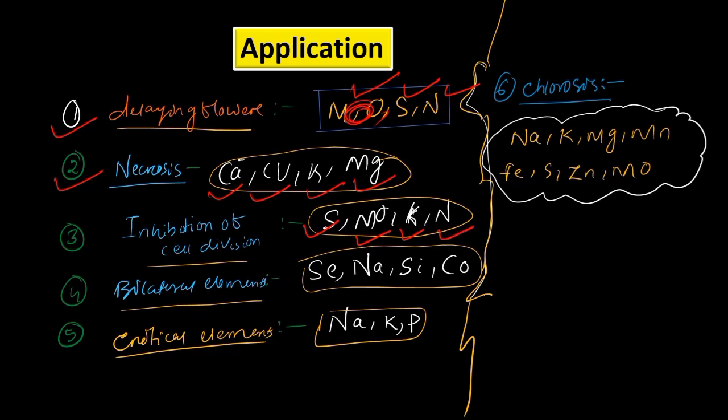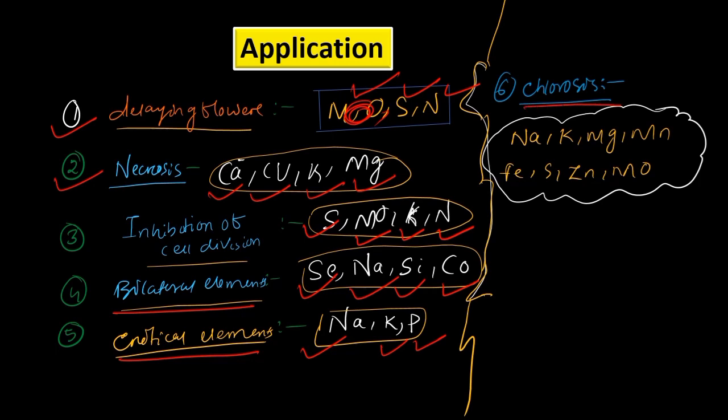Now beneficial elements. These beneficial elements are selenium, sodium, silicon and cobalt. Critical elements. These are the most important elements for the plant: sodium, potassium and phosphate.